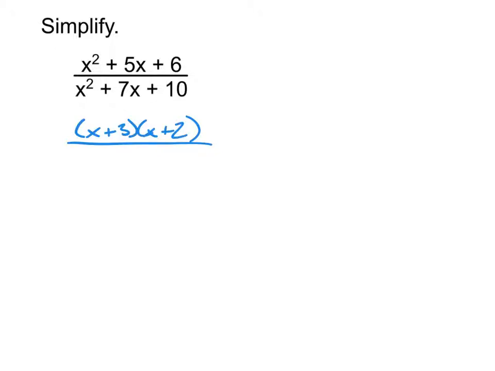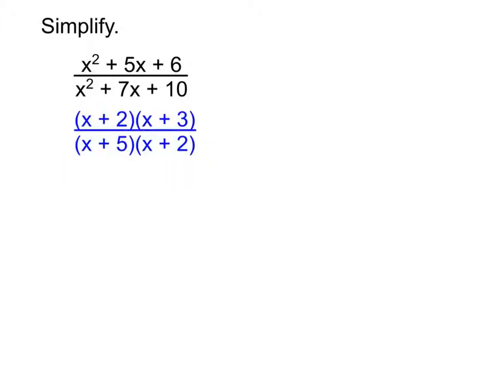Are there two numbers that add to 7 and multiply to 10? Yes, there are. And so that's 5 and 2. So we're going to do (x + 5)(x + 2). And once we've done that, we can now take a look at our work here and look for something that is multiplied into both the top and the bottom. What do you see multiplied into both the top and the bottom here?